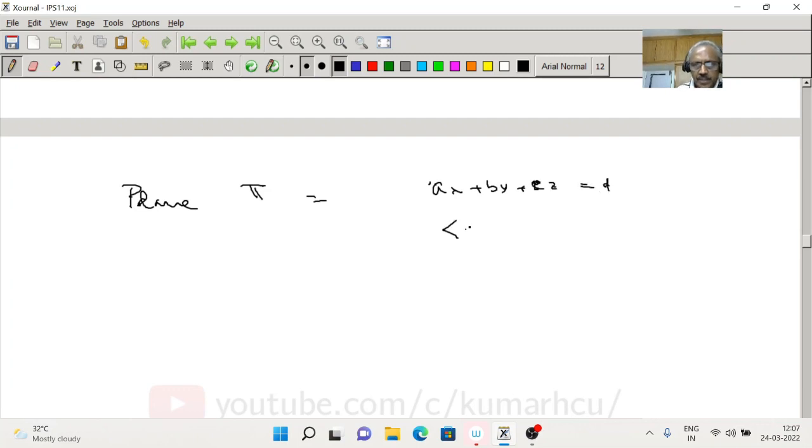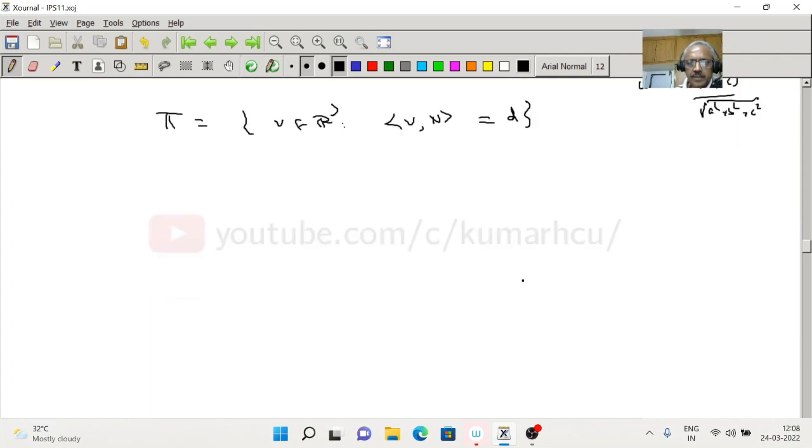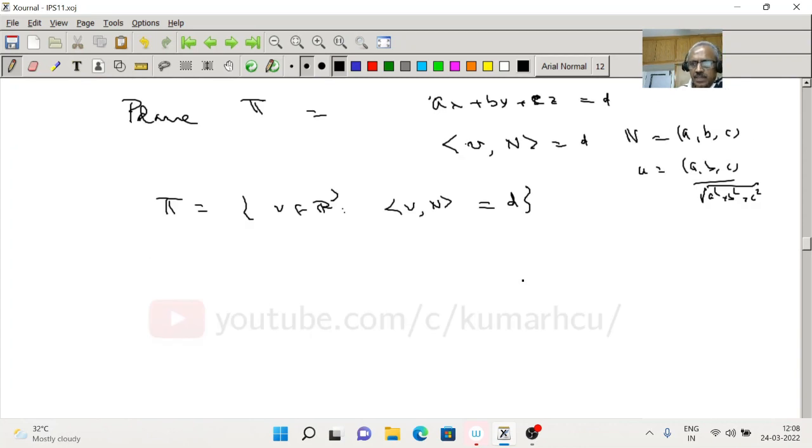That is, the inner product of the vector, let us call this vector v, with n equal to d, where n is the vector abc. Therefore the unit vector is abc by the norm of n, which is the square root of a squared plus b squared plus c squared. Right? Therefore pi is nothing else than the set of v in R3 so that the inner product of v with n equals d. Okay, n is not the zero vector.